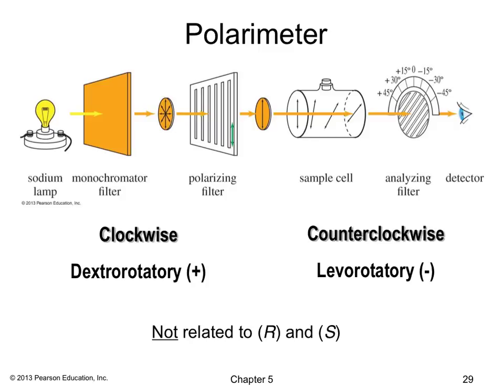This setup is a polarimeter. If the plane polarized light is changed in the positive direction, it's dextrorotatory. If it's in the negative direction, it's levorotatory, and this is not related to the R and S. So a lot of students always confuse S with minus, R with plus, and they make that association, but that's not the case. Your R could have a negative levorotatory signal, and your S could have a dextrorotatory signal.